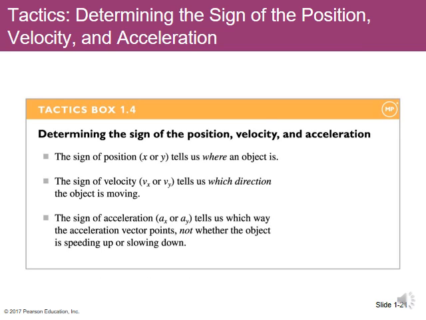So in summary, the sign of the position tells us where the object is. The sign of the velocity tells us which direction it's moving, but the sign of the acceleration only tells you which way the acceleration vector points. It doesn't tell you whether it's speeding up or slowing down. You have to look at acceleration and velocity together in order to determine that.